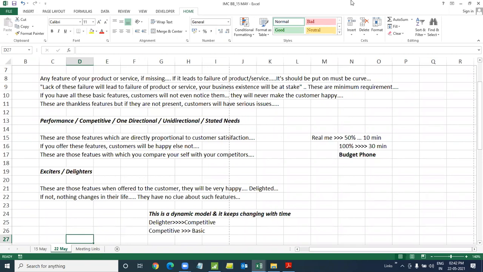So going back to the chat, I guess there's some question. Would delighter factors be perceived like gold plating requirements? Yes, Bhavin, you are absolutely correct.